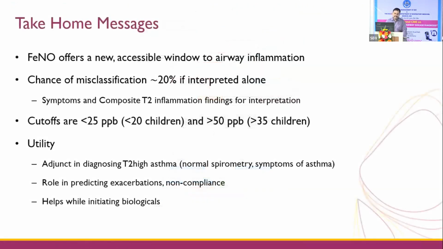So, take-home messages: FeNO offers a new accessible window to airway inflammation. There is a chance of misclassification if you interpret it alone, so you always have to interpret it in the context of other symptoms and composite T2 inflammation scores. You use the cutoffs of 25 and 50 in adults and 20 and 35 in children. And it has a role in diagnosing T2-high asthma, predicting exacerbations, and helping in initiating biologicals. Thank you.